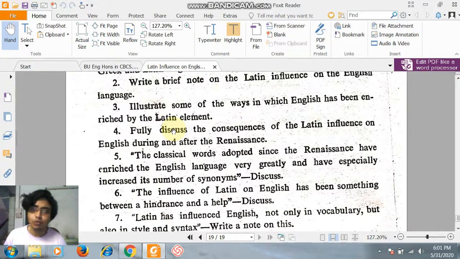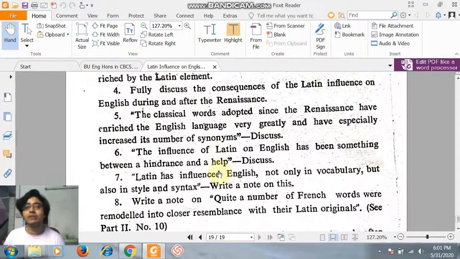A 5 marks question may ask about the influence of Latin through the scientific vocabulary, or church words or ecclesiastical vocabulary, what was borrowed from religion, or give a particular word such as testimony.